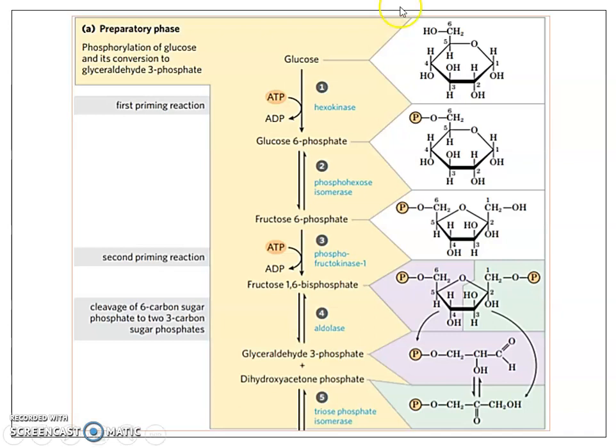Now, coming back to the glycolytic pathway, we can see that glucose is getting phosphorylated to form glucose 6-phosphate, and this reaction is an irreversible process. That is, the same enzyme cannot bring about the reverse reaction.